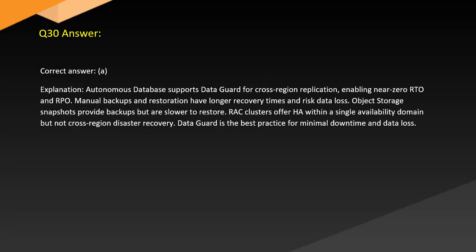Answer. Correct answer, A. Explanation. Autonomous database supports Data Guard for cross-region replication, enabling near-zero RPO. Manual backups and restoration have longer recovery times and risk data loss. Object storage snapshots provide backups but are slow to restore. RAC clusters offer high availability within a single availability domain, but not cross-region disaster recovery. Data Guard is the best practice for minimal downtime and data loss.